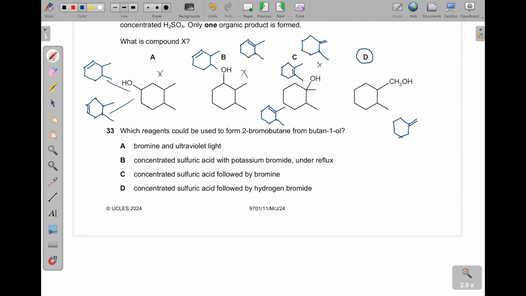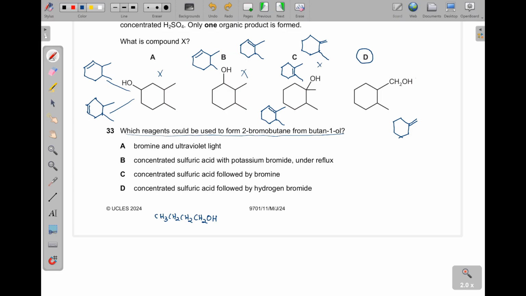Then question 33, which reagents could be used to form 2-bromobutane from butan-1-ol? Now butan-1-ol is CH3CH2CH2CH2OH. Okay, then we want 2-bromobutane. That means it comes from an alkene.